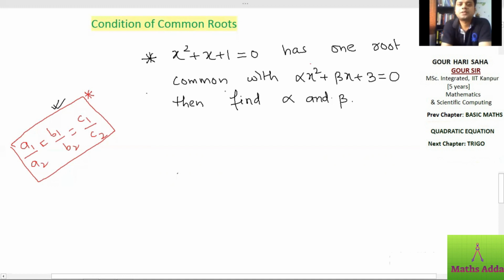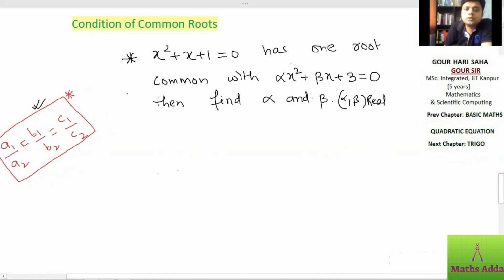Find alpha and beta where x square plus x plus 1 equal to 0 has one root common with this, and alpha and beta are real. If you think like that, it is one common root, so you will be applying that formula: a1 b2 minus a2 b1 into b1 c2 minus b2 c1 is equal to c1 a2 minus c2 a1 whole square. Then you made a mistake. This was a tricky question. How will we do it?